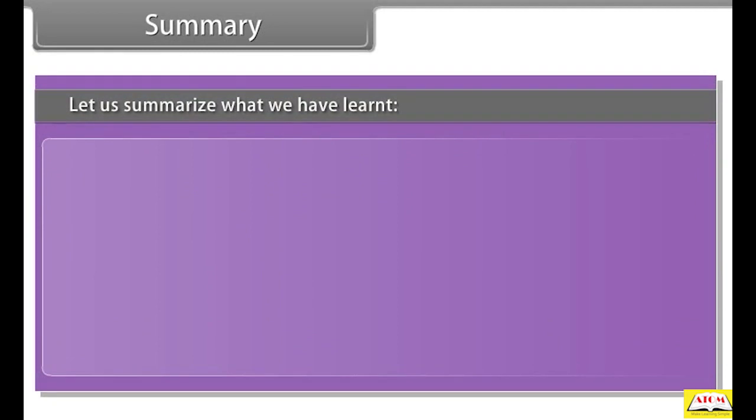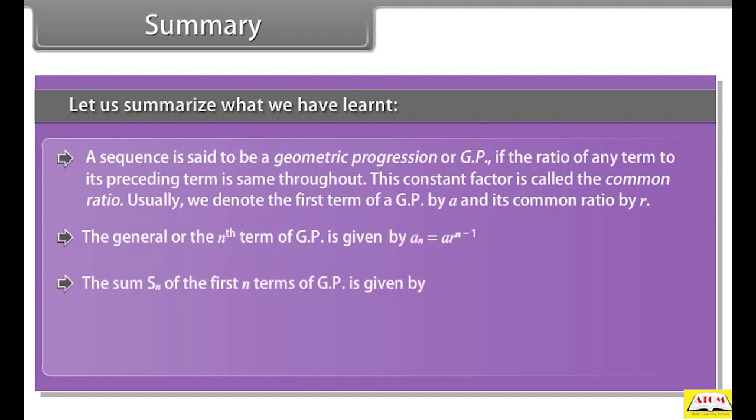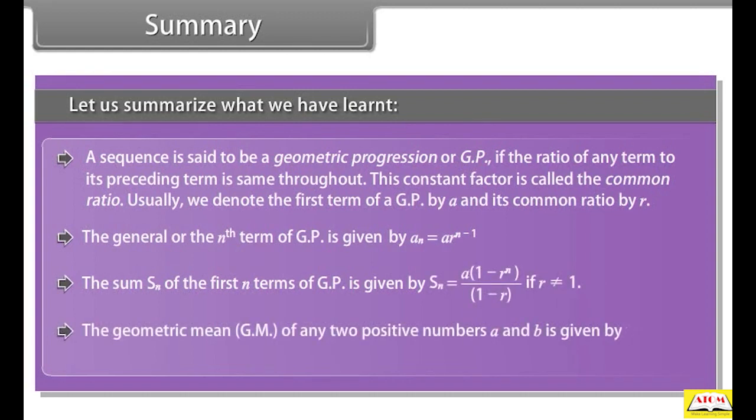Summary. Let us summarize what we have learnt. A sequence is said to be a geometric progression or GP if the ratio of any term to its preceding term is same throughout. This constant factor is called the common ratio. Usually we denote the first term of a GP by A and its common ratio by R. The general or the nth term of GP is given by the sum Sn of the first n terms of GP is given by the geometric mean of any 2 positive numbers A and B is given by, that is, the sequence A, G, B is GP.